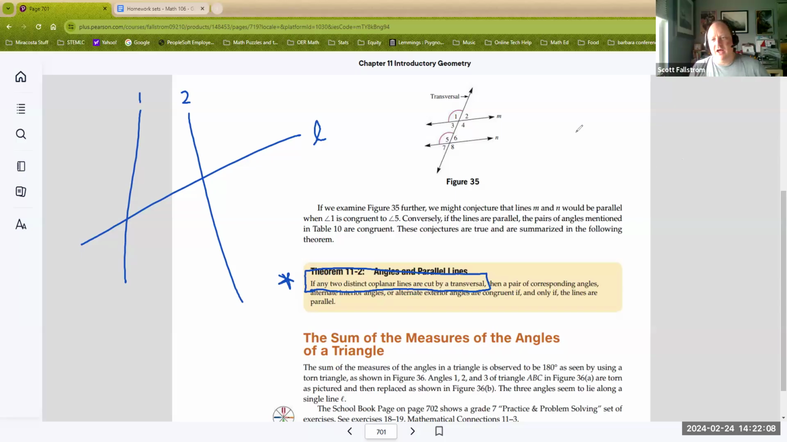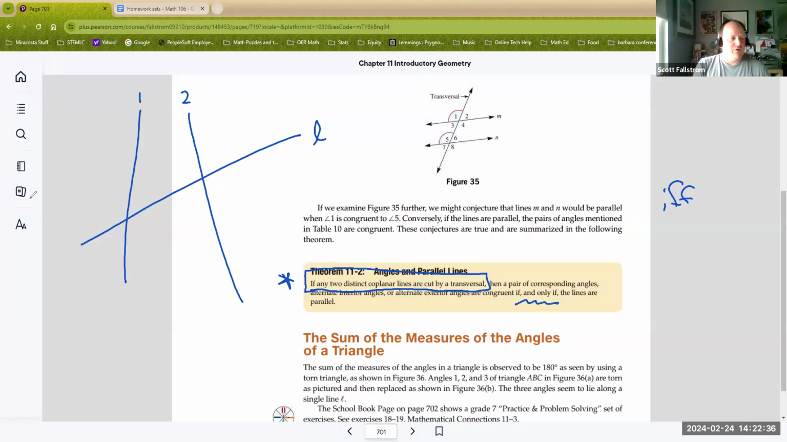So you're like, well, I have one line and it's cut by another. Awesome. That is not this theorem. This theorem does not relate to that whatsoever. Okay. So now we have that. Then here comes a pair of corresponding angles, alternate interior or alternate exterior, are congruent if and only if the lines are parallel. Remember, if and only if is a big thing, right? IFF. So if the corresponding angles are congruent, then the lines are parallel.